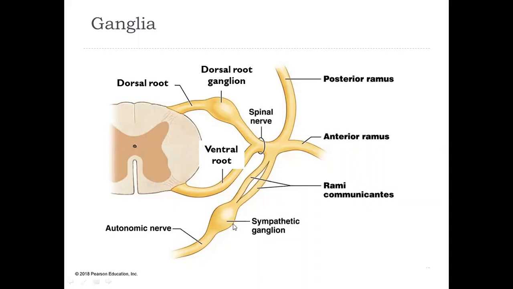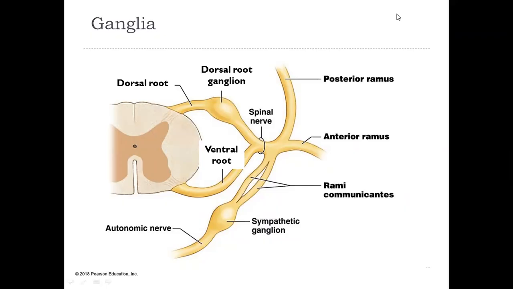Adjacent to the spinal cord, there is another chain of ganglia, which is the sympathetic ganglia. This belongs to the autonomic nervous system. And you can see there's a communication between the sympathetic ganglion and the somatic nervous system. The communication between the autonomic and the somatic nervous system is through something known as rami communicantes.